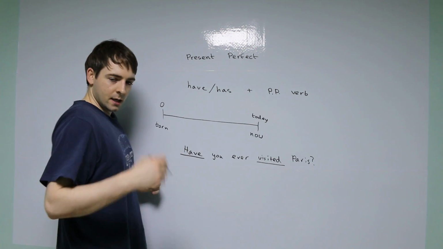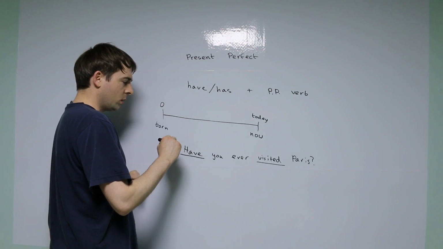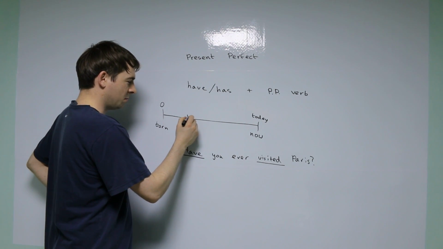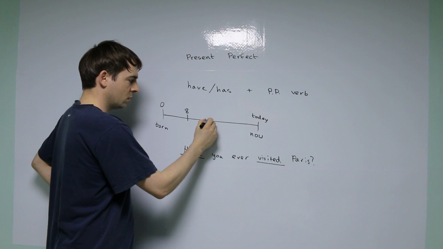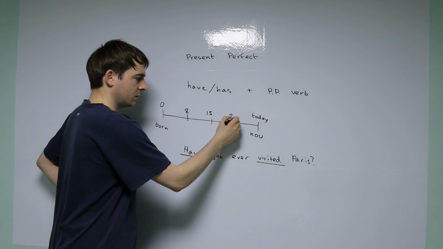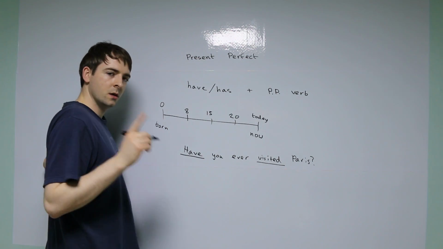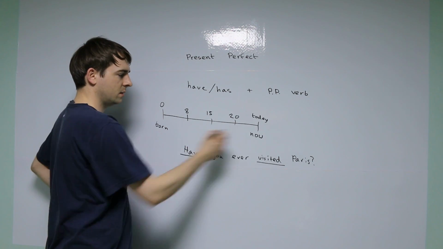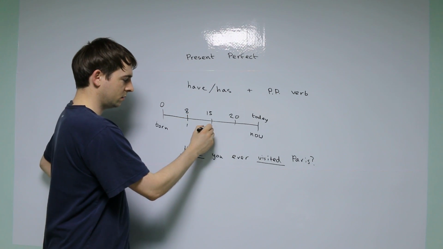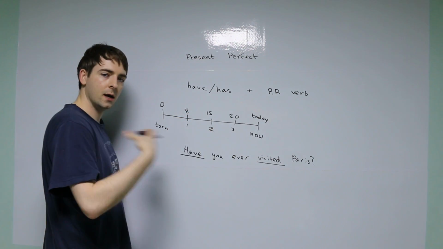Now imagine this is my timeline. I've been to Paris three times. Once when I was about 8 years old, once when I was maybe 15, and once when I was 20. So how do I answer this question? So I've been to Paris 1, 2, 3 times in my life.